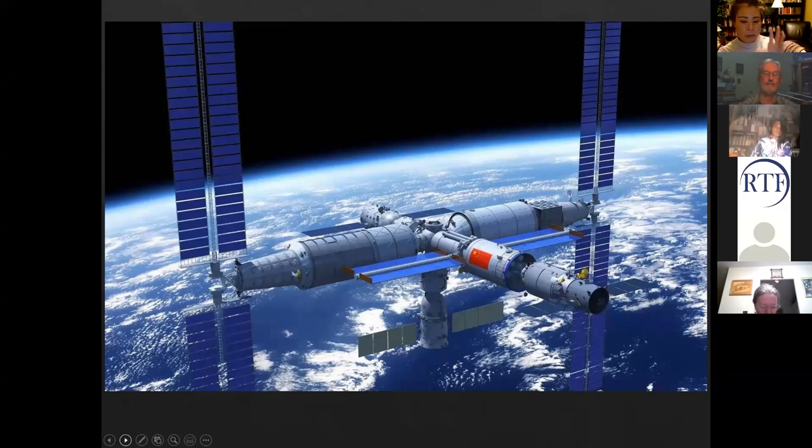It's much smaller than the International Space Station, but the way it's set up is that you can always add more pieces. So it can grow very big over the years. And depending on the kind of collaboration that they have, it can grow quite large.